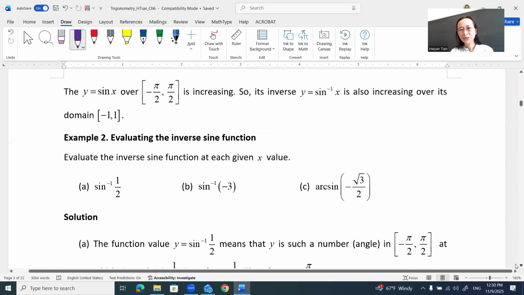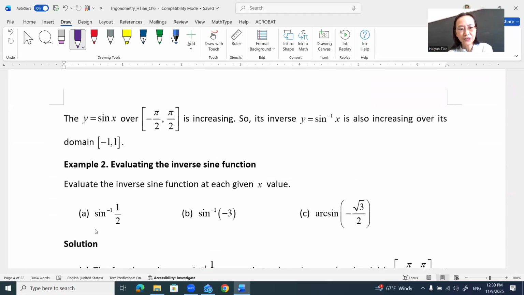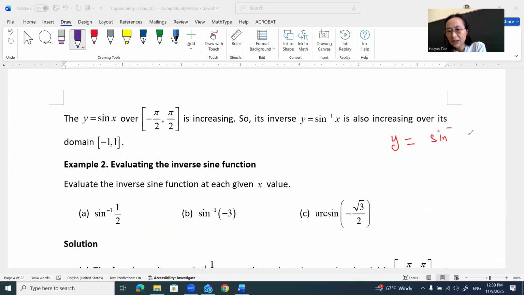Let's try to use the inverse function we just defined and try to evaluate a number of functions. So if you evaluate the sine inverse function at half, you are trying to get the value of the inverse function when the input, that means the independent variable, has the specific input value of half. What is the value of the function?